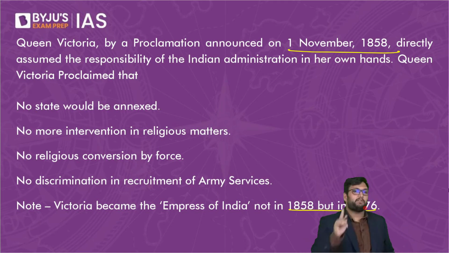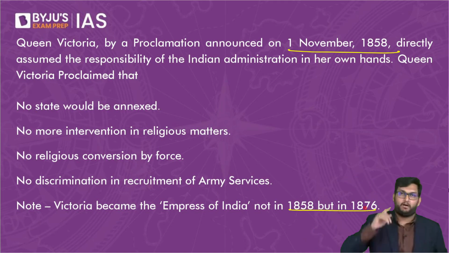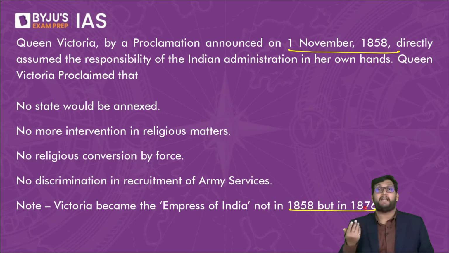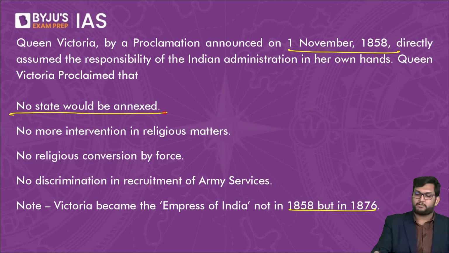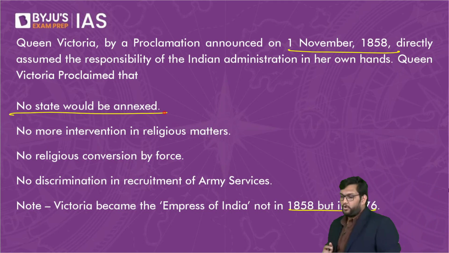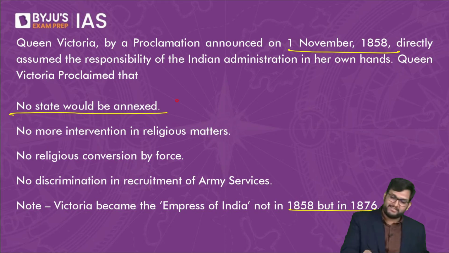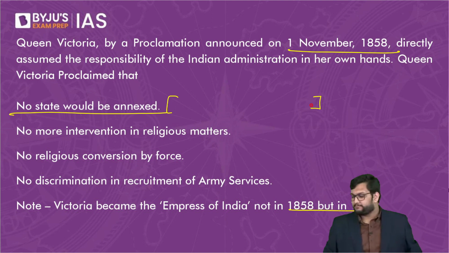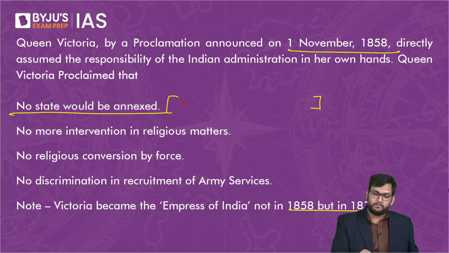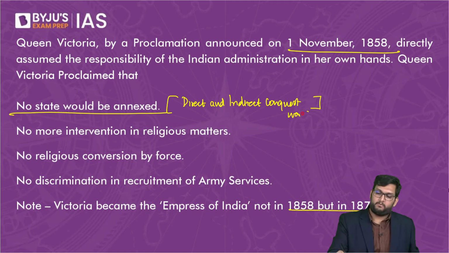Okay. Now the first proclamation which he made as the now Queen of India, in a way: no state to be annexed. No state to be annexed. What is the underlying cause for this proclamation or declaration? When we discussed the causes of the 1857, very good. So basically, they were able to understand that direct and indirect conquest was one of the reasons.